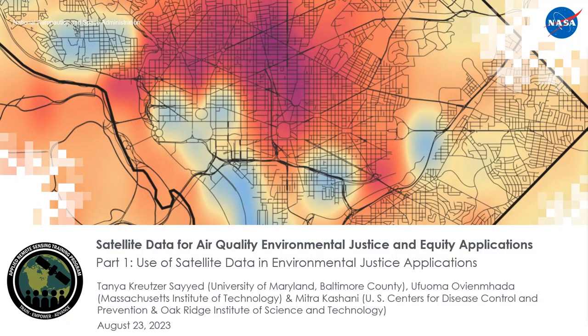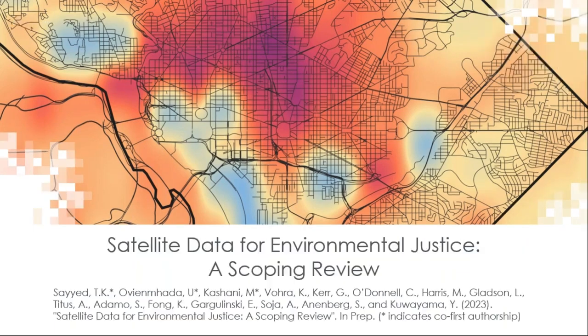Thank you, Shobana. Now, to give us an overview of how satellite data have been used to investigate various environmental justice issues, I'd like to hand us over to Tanya Kreutzer-Sayed and Ufoma Ovemida. Hello, I'm Tanya Kreutzer-Sayed, a health policy doctoral student at the University of Maryland, Baltimore County. And I'm Ufoma Ovemida, a PhD student at the Massachusetts Institute of Technology in the Department of Aeronautics and Astronautics.